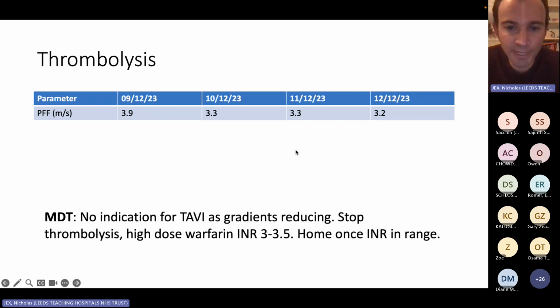So the patient underwent a repeat MDT on the 12th, and the impression was that there was no indication for TAVI as the gradients were reducing. So the thrombolysis was discontinued, and the patient was established on high-dose warfarin, aiming for an INR of between 3 and 3.5. And then the plan was for home once the INR was in range.